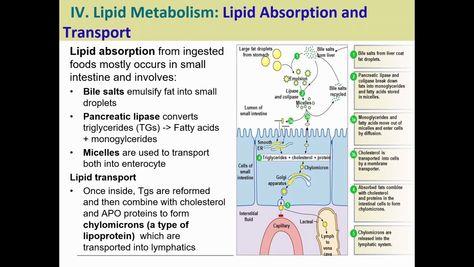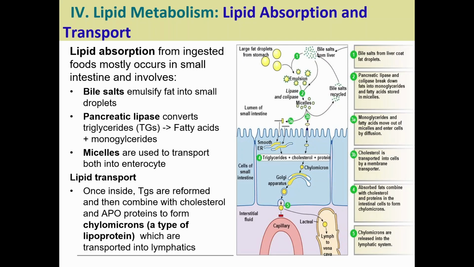So how do we bring fats in from the food we eat, right? How do we absorb them from foods? This is going to happen in the small intestine. Because they are water insoluble, because they're hydrophobic, we need a little bit of assistance here to emulsify these lipids into smaller droplets. This is where bile salts come in.